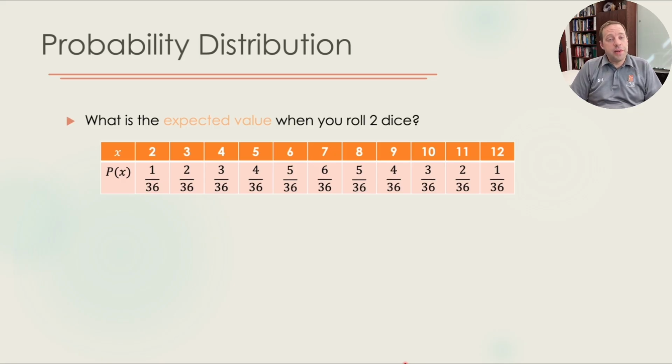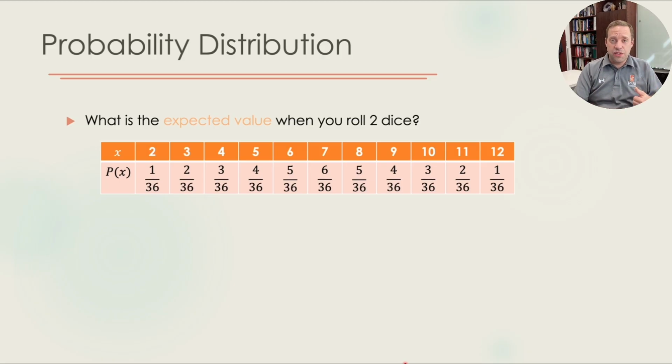So if we roll 2 dice, what is the expected value after rolling 2 dice? Well, here's the probability distribution that I showed you back in the first video of this lesson. The probability of rolling a 2 is 1 out of 36. The probability of rolling a 5 is 4 out of 36. 7 has the peak, with a probability of 6 out of 36. All right, so how do we do this?